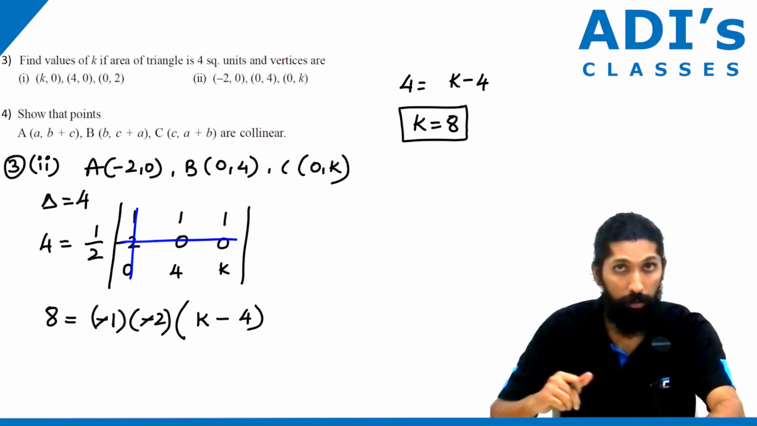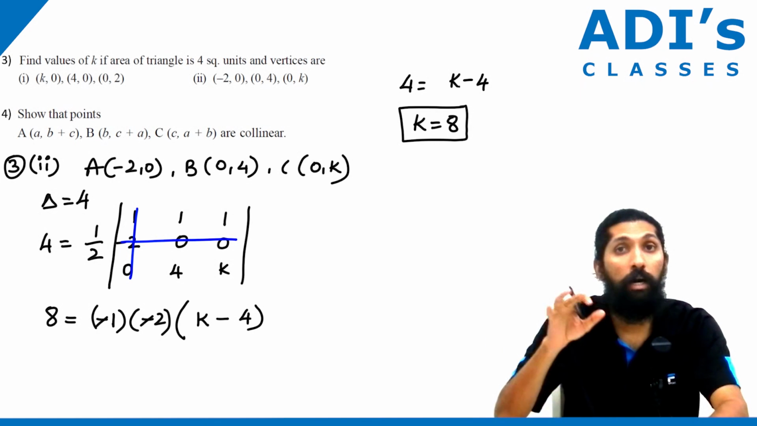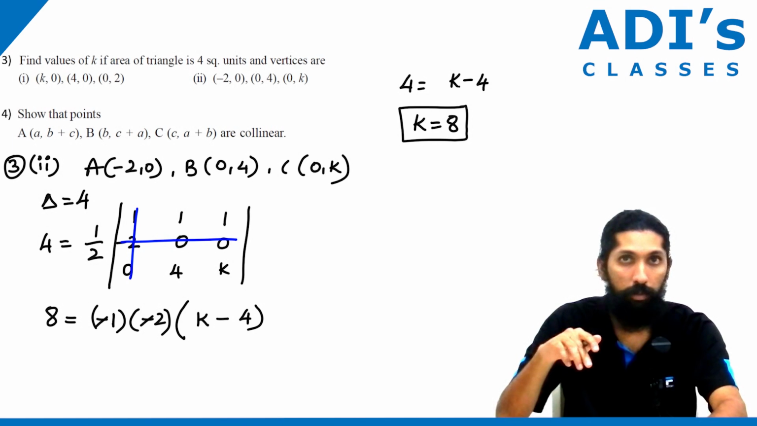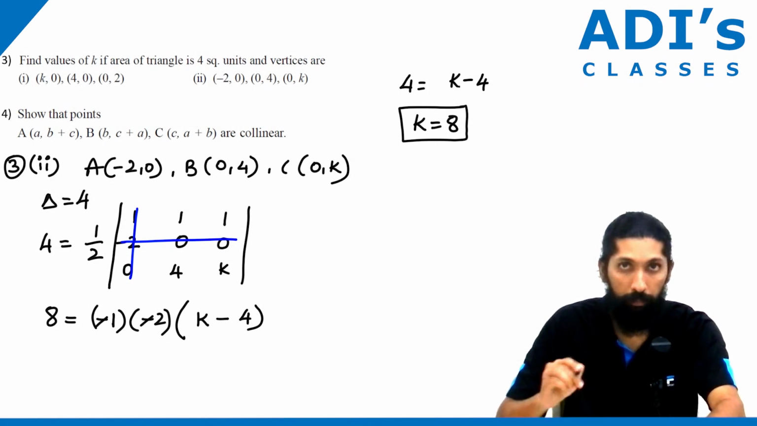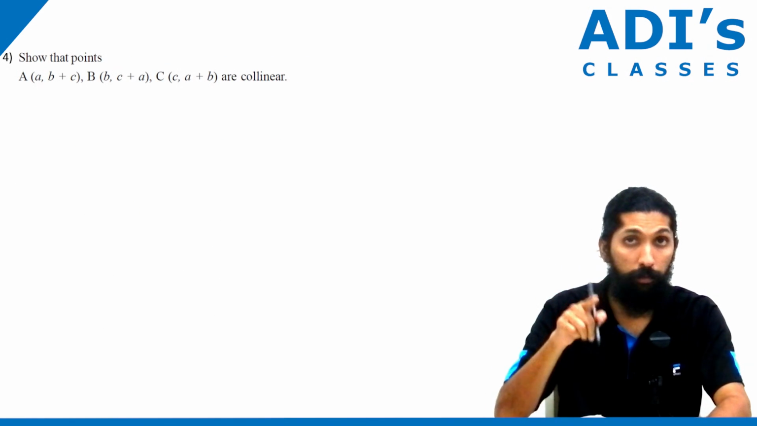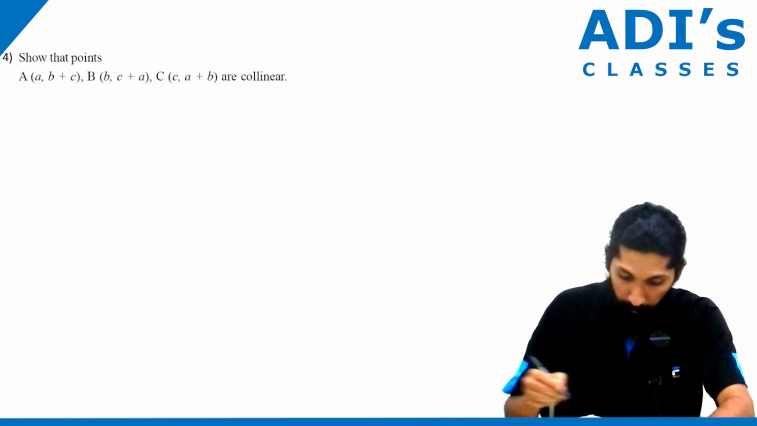Now we have one last fourth question. Now here you have to show that they are collinear. If they are collinear, then the area of triangle is what? 0. So we need to prove that the determinant value is 0. Then you just prove. See the fourth one, you have to prove determinant is 0. A, B, C they have already given. Just let's write down the formula first.